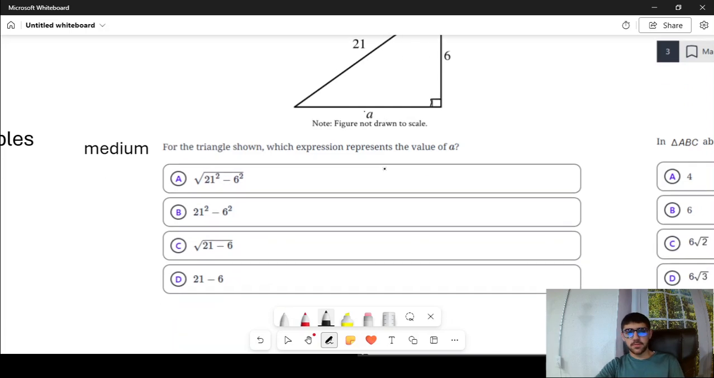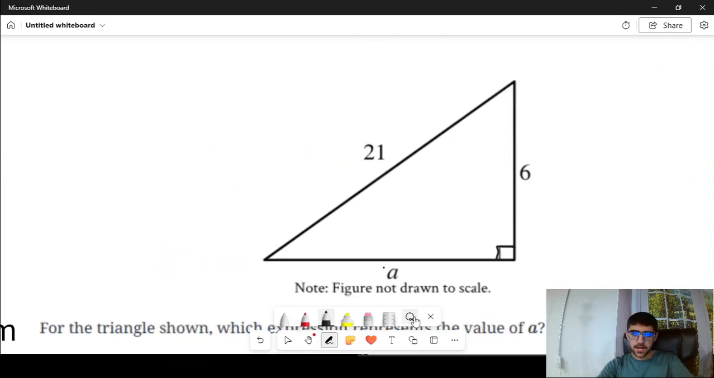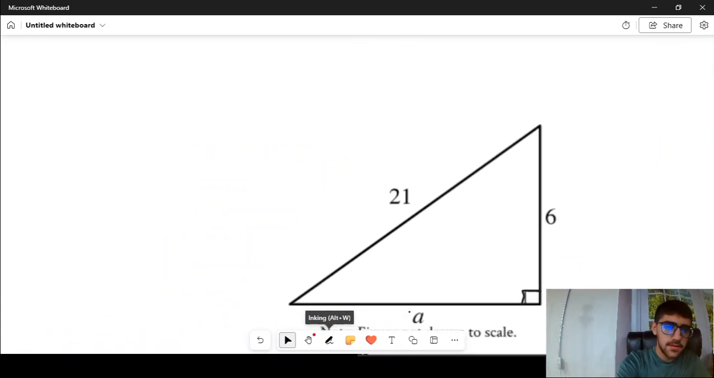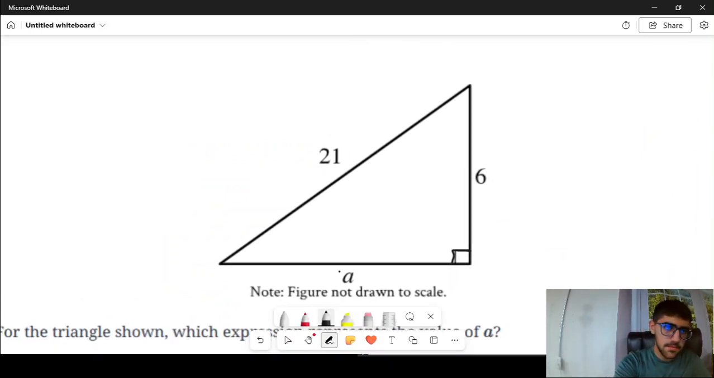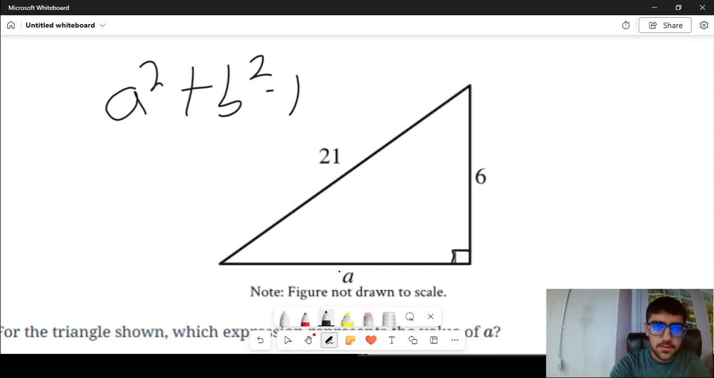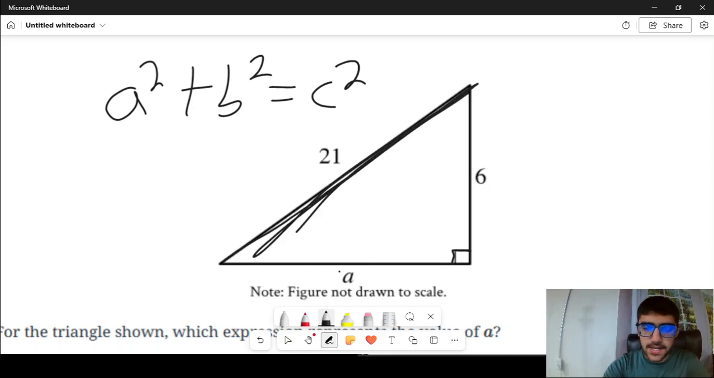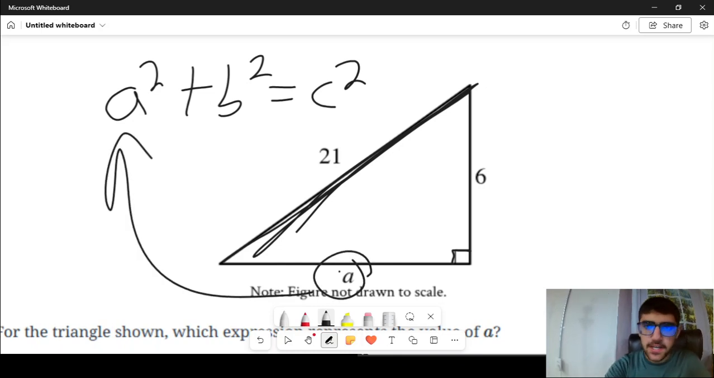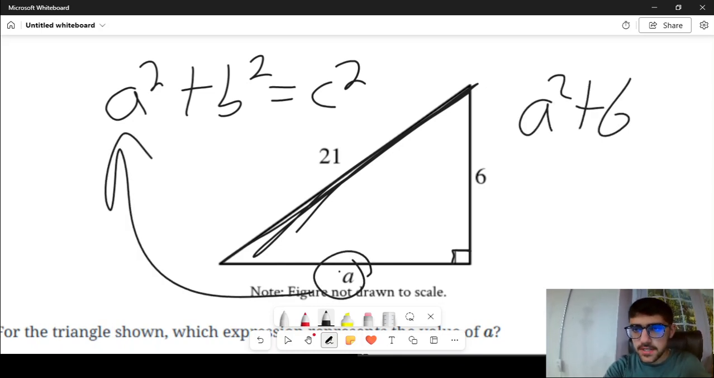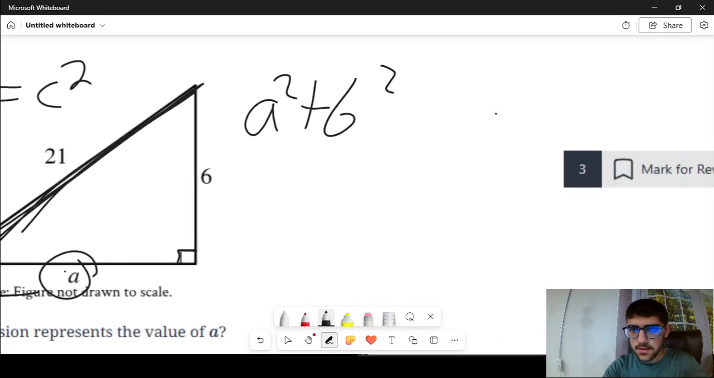I'm just going to use the Pythagorean theorem. Let's do that up here. So I know that a squared plus b squared equals c squared. Right here, they made it already a. It's not always going to be a and b, and remember, this does not look like a c. So remember, the long side is c, and then 6 and the a, it doesn't matter which one is a or b. But this one's a, so I'm going to get a squared plus 6 squared equals 21 squared.